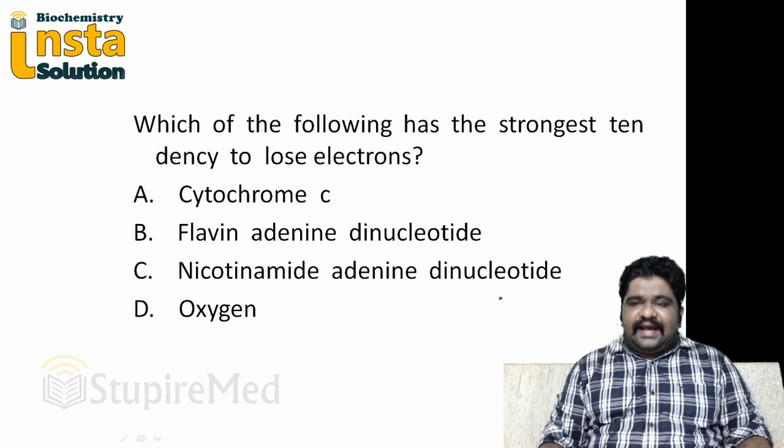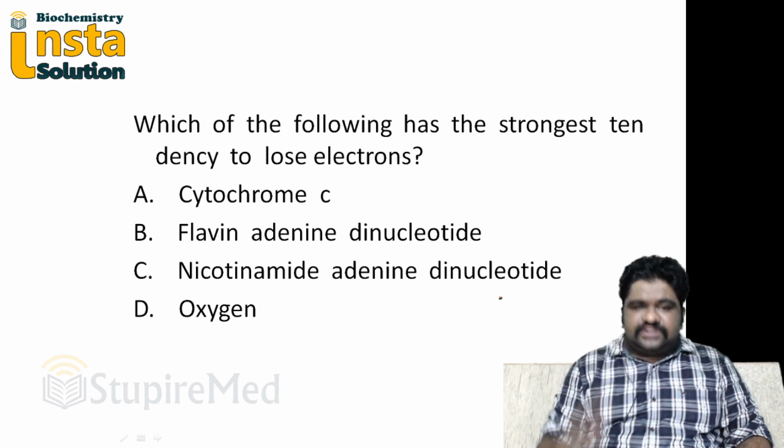Which of the following has the strongest tendency to lose electrons? A. Cytochrome C. B. Flavin adenine dinucleotide. C. Nicotinamide adenine dinucleotide. D. Oxygen.